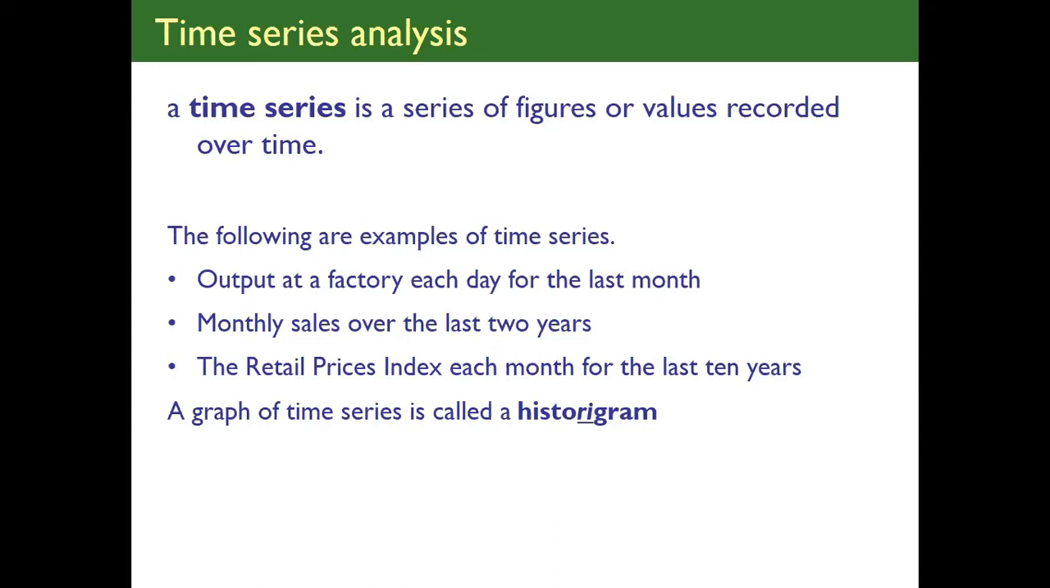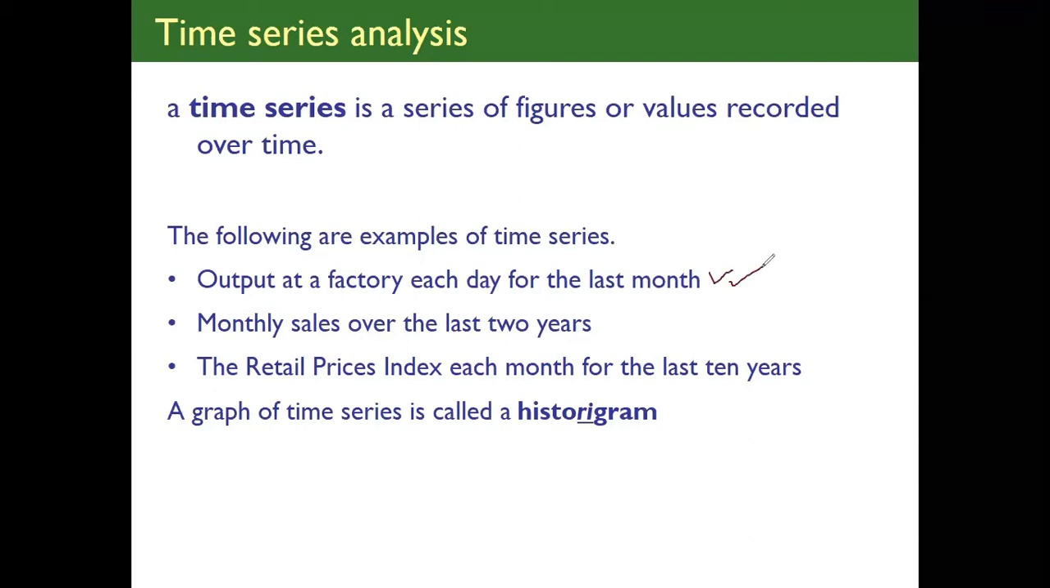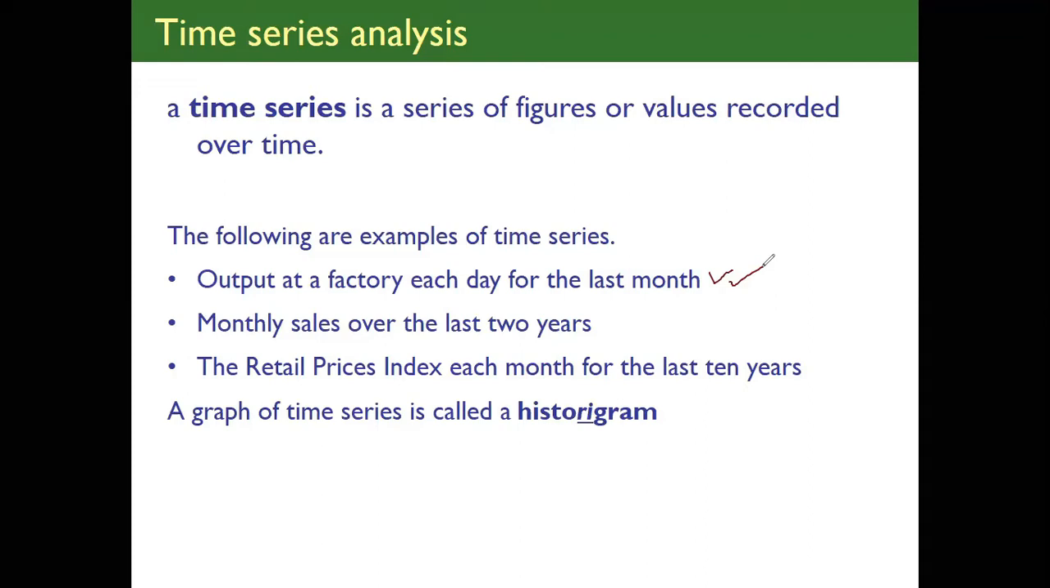A time series is a series of figures or values recorded over time. The following are examples of time series: output at a factory each day for the last month. So you collect data, probably monthly data, quarterly data, or annual data. This data could be about production output, sales, demand, rejections or whatever. Monthly sales could be there, it could be about retail price indices, like your inflation.